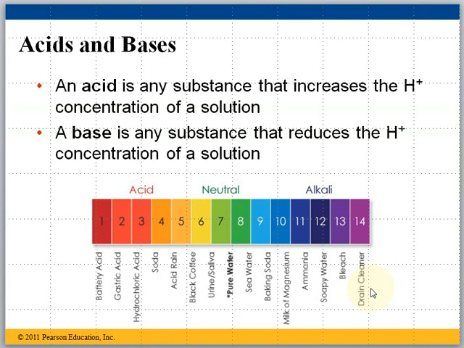The opposite end of the scale is a base, and a base is any substance that reduces the H plus concentration, and that can be done by adding OH negative ions or in some other way reducing the H plus concentration. And you can see that goes from 7 all the way up to 14, where a lot of different household cleaners like ammonia and soap and bleaches tend to be on that end of the scale, what we call basic.